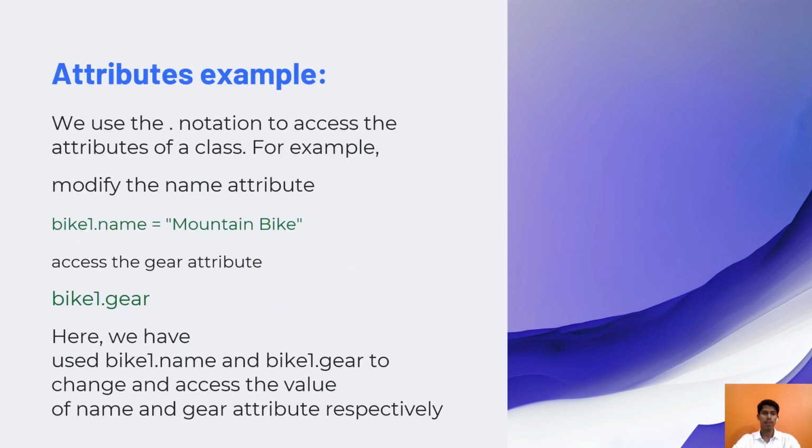So here is an attributes example. We use the dot notation to access the attributes of a class. For example, modify the name attribute: bike1.name equals mountain bike. Access the gear attribute: bike1.gear. So here we have used bike1.name and bike1.gear to change and access the value of the name and gear attributes respectively.